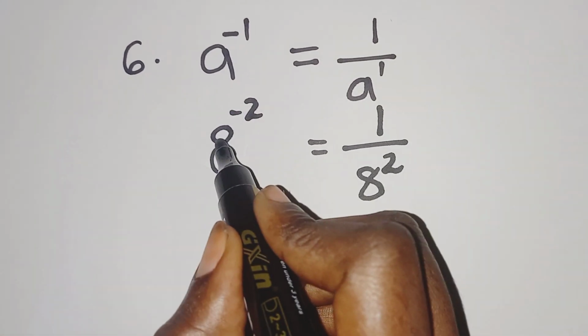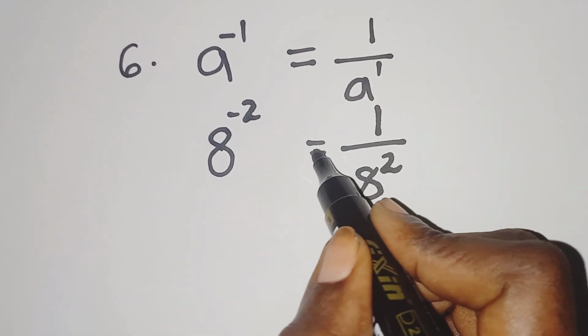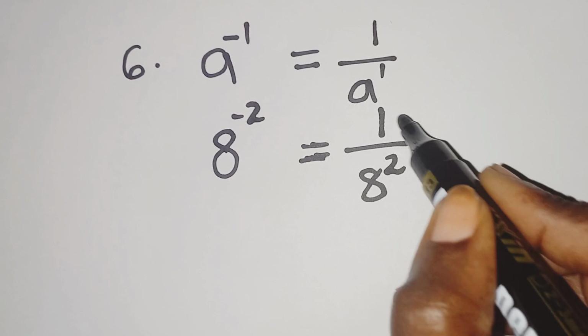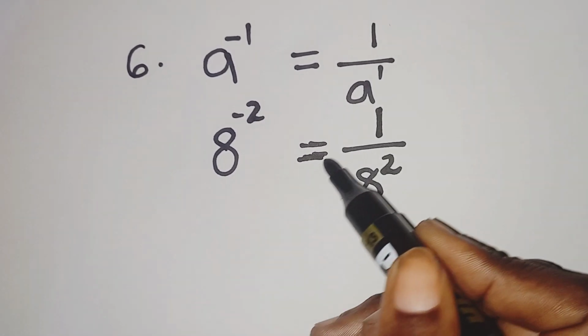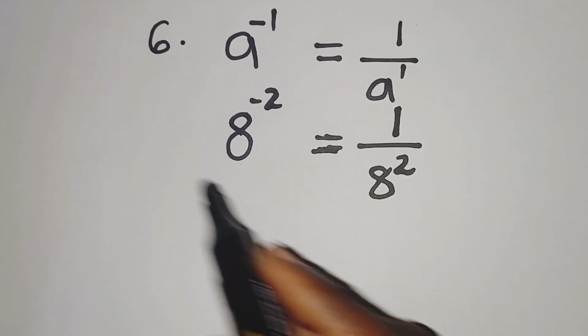So if you have 8 raised to power negative 2, then that one will be equal to 1 all over 8 raised to power 2. That is law number 6.